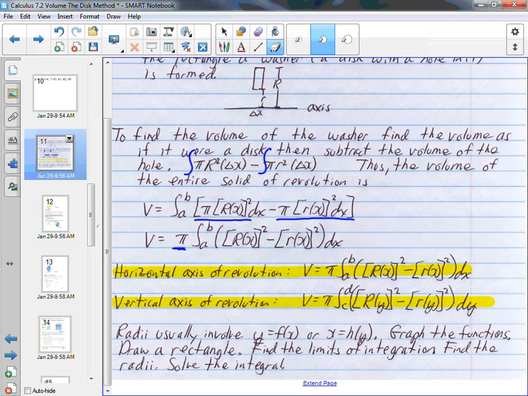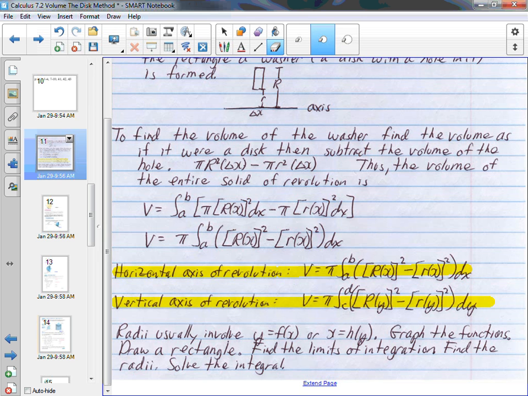All right. So what I just highlighted in yellow, I think you need in your notes. If you have a horizontal axis of revolution, the volume equals pi times the integral from a to b of the outer radius as a function of x squared minus the inner radius as a function of x squared dx.